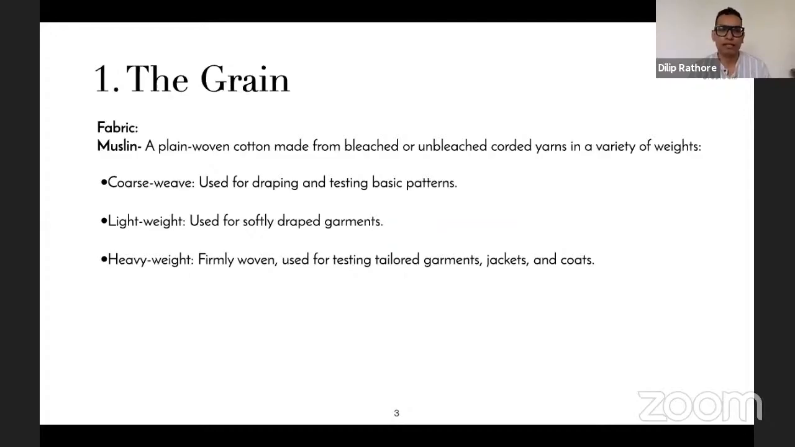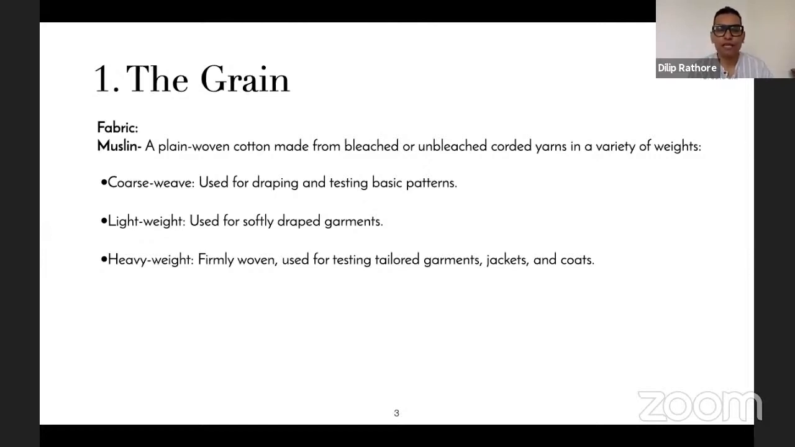So the grain, what is the grain? To know that, we need to understand what we are talking about. We are talking about the fabric. So the muslin fabric, if you have seen the fabric muslin, it is a plain woven made from cotton, and sometimes it is bleached, sometimes it is unbleached also.